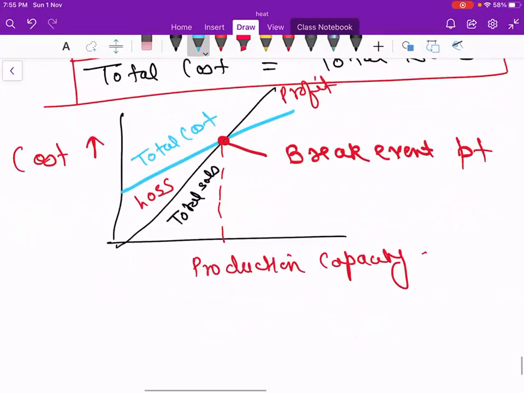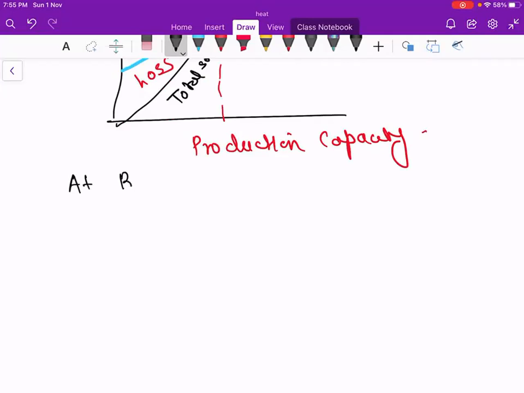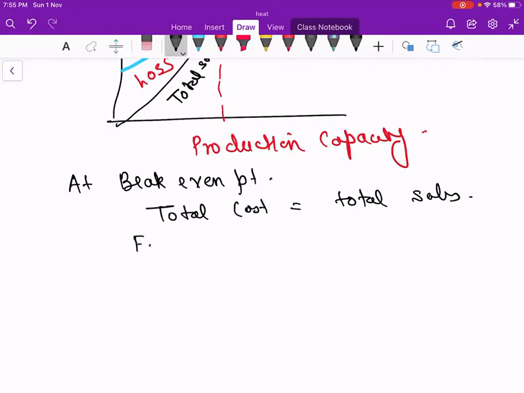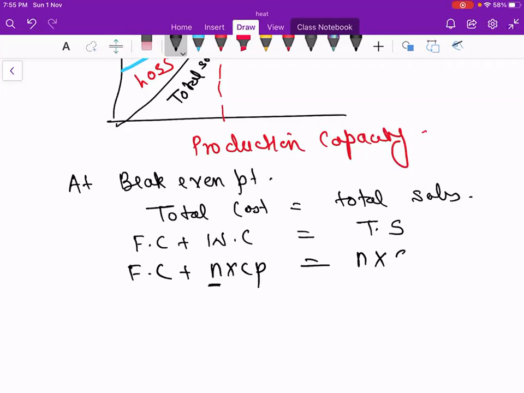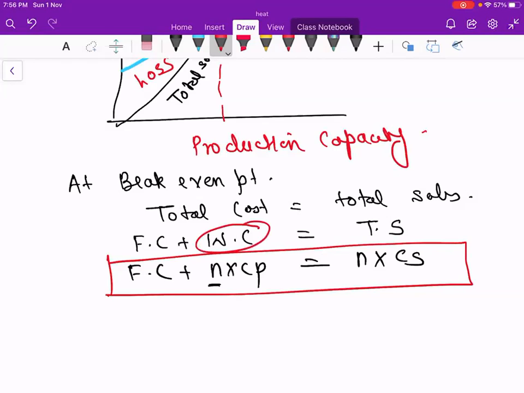So basically we know that at break even point, total cost equals total sales. And what is total cost? Fixed capital plus working capital equals total sales. But we know that working capital is a function of the number of products we will manufacture. So it is N into CP, and obviously whatever n number of products we produce, that number of products we will sell. So it will be N into CS. So this is the final formula. Fixed cost plus working capital depends upon capacity, which is N. Whatever production we do, that much we will sell. So N into CS. This is the final form that you have to remember.